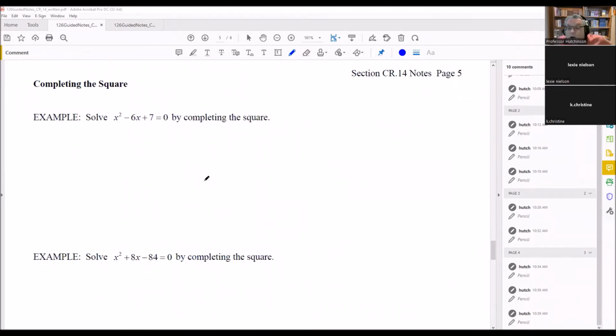All right, now the complete the square method. We did completing the square already in the circle section. When we talked about circles, that was actually on our last test, section 1.4. We talked about this.